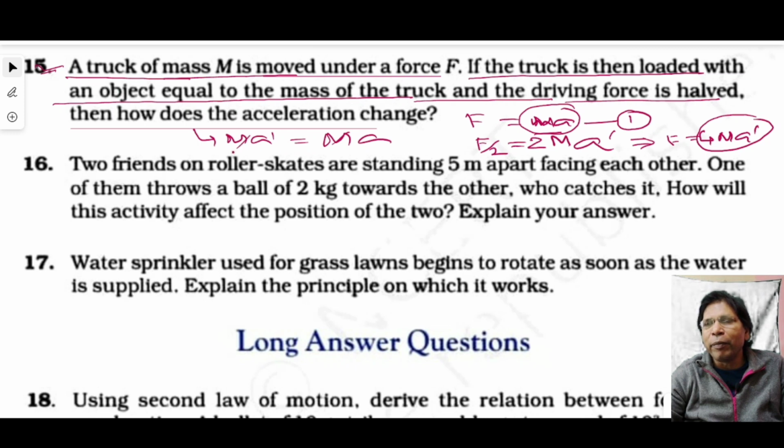Now m and m cancel out. Therefore A dash equals a by 4. Therefore acceleration decreases to 1/4 of the initial acceleration.